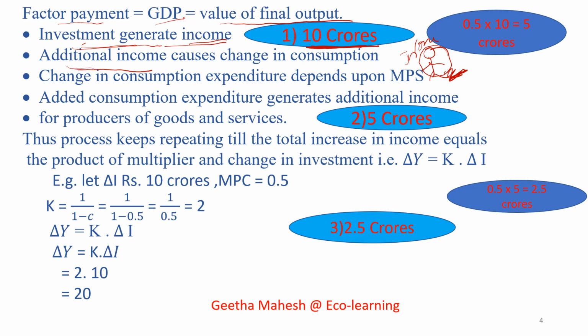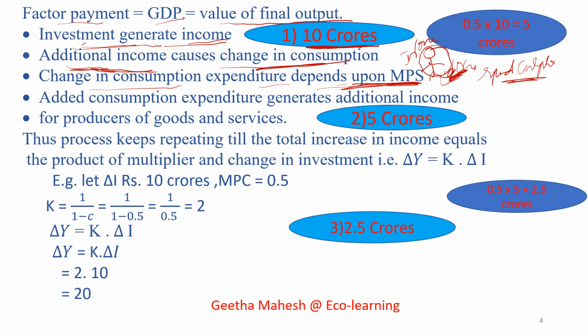Because of that, we are saying here that additional income causes a change in consumption. After receiving 10 crores, will this person keep quiet? No, he is going to spend. When he spends, it means he is going to undertake consumption. Will he consume the entire amount? No. The change in consumption expenditure depends on the marginal propensity to consume or the marginal propensity to save.